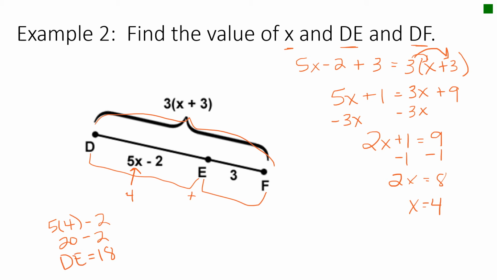Well, if this segment is 18 and we know EF is 3, in order to get the whole segment, we take the little segments and add them together. So DF, without having to plug it in, what's DF? Should be 21. Did we solve all that we were asked to solve? X, DE, and DF? Sure looks like it. Let's move on to example 3.